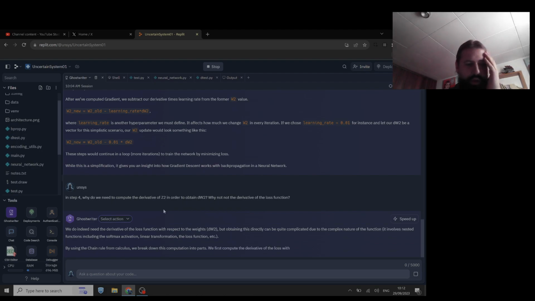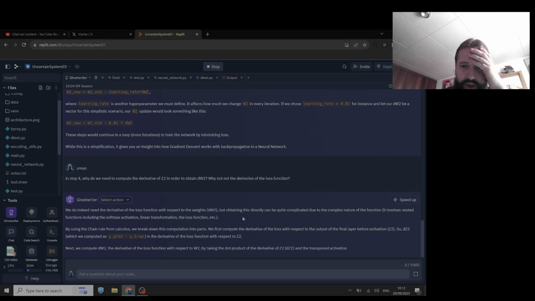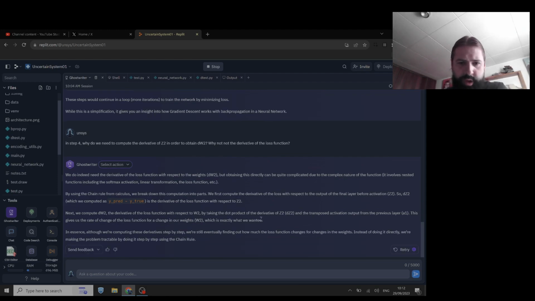We do indeed need derivative of the loss function with respect to the weights. But obtaining these directly can be quite complicated due to the complex nature of the function. It involves nested functions, including softmax activation, linear transformations, and the loss function, etc. By using the chain rule from calculus, we break down this computation into parts. So we first compute the derivative of the loss with respect to the output of the final layer before activation. So dz2. Since this is the derivative of the loss function with respect to z2.